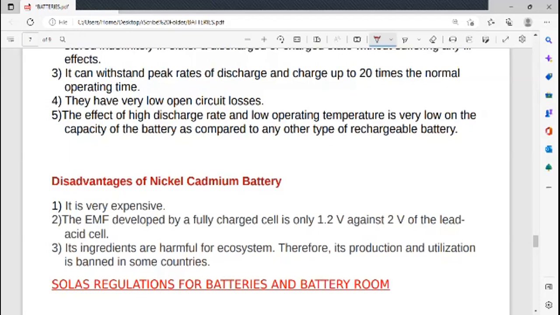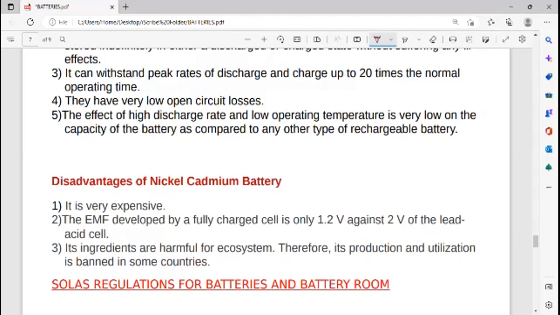Number one, very expensive. I'm not sure what the costs are, but if it is $100 for your lead acid battery, then it will be at least 3 or 4 times the cost for nickel cadmium. Just take your normal dry cell batteries. You go and buy a normal ever-ready battery from the shop. How much does it cost you? You go for an alkaline battery and buy it from the shop. How much more expensive is it?